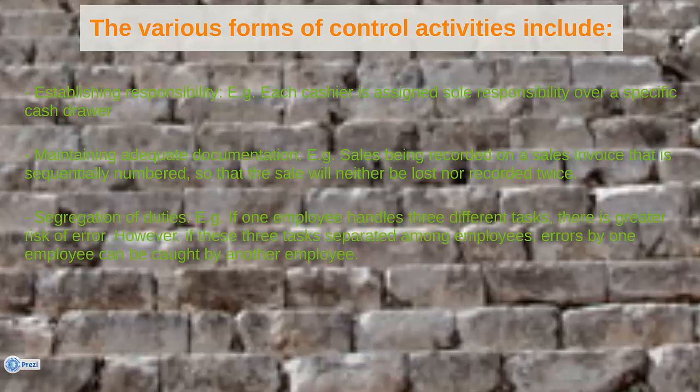Segregation of duties is the process of dispersing task responsibilities among employees. Physical security is simply the safeguarding of an organization's assets. And finally, independent verification refers to reviewing and reconciling accounting information.